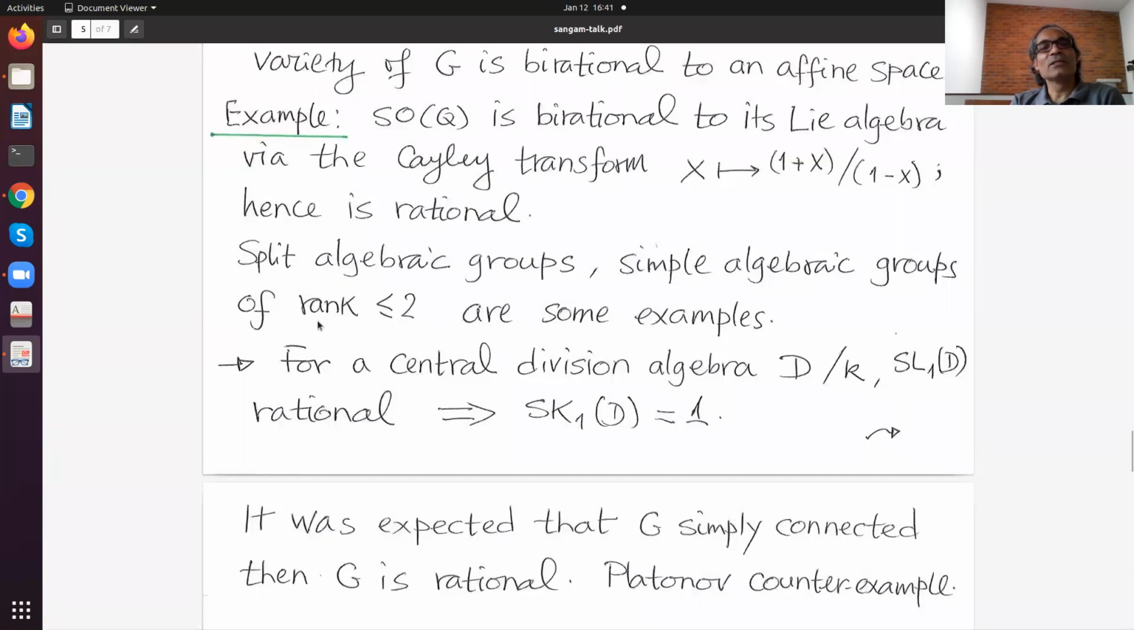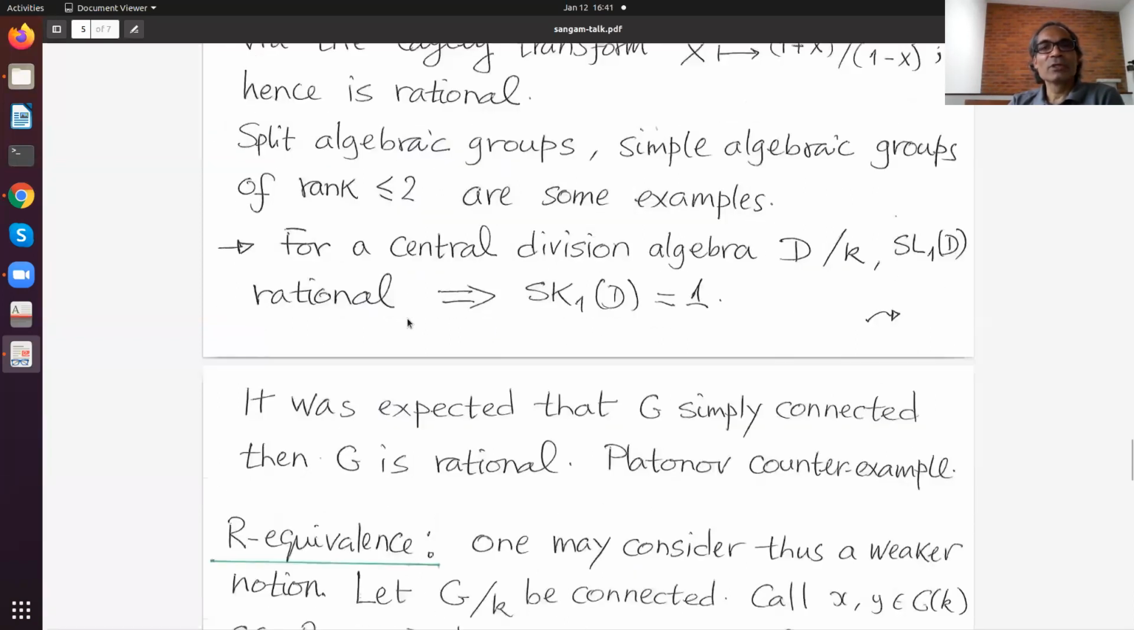Any algebraic group has such subgroups. They are called maximal tori, the largest ones, and rank is the dimension of such a torus. So here we are saying that any algebraic group in which the maximal torus has dimension at most 2 is automatically rational. This is a theorem of Chevalley, a very old theorem.